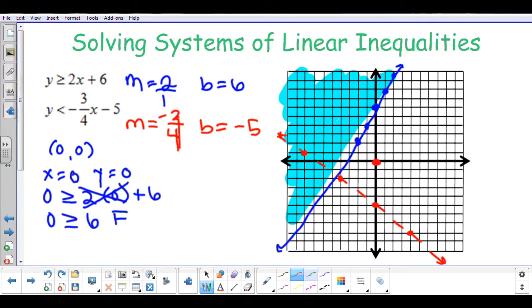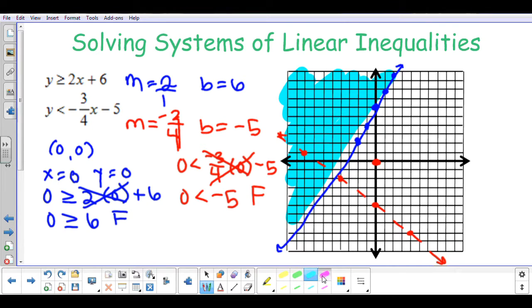0, 0 will work again for my shading. So when I plug in, I'm going to have 0 is less than negative 3 over 4 times 0, subtract 5. Negative 3 over 4 times 0 will cancel out, and I'll be left with 0 is less than negative 5. This time our inequality is eating the negative 5, so it's saying that negative 5 is bigger than 0. We know this to be false as well, so I'm going to shade below my line.